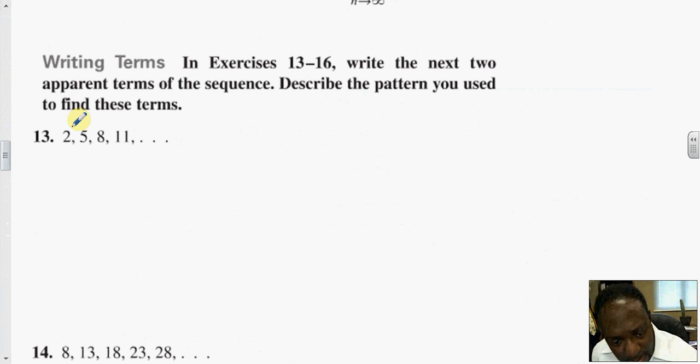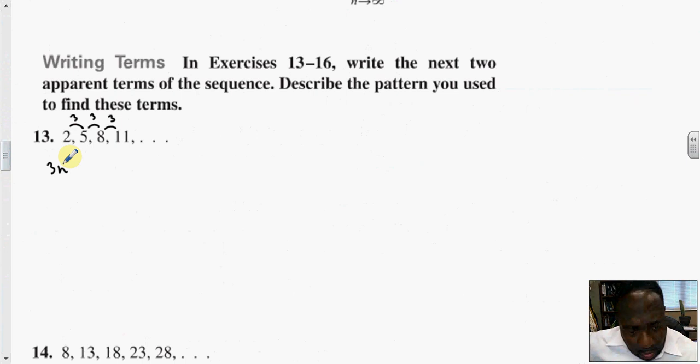Notice that 5 minus 2 is 3. 8 minus 5 is 3. And 11 minus 8 is also 3. So the pattern here, there's a multiple of 3 in each term. So we're going to say here that we have some 3 times n. Now, we don't know how to build the numbers, because even though there's a difference of 3, how do you form the 2, the 5, the 8, and the 11?